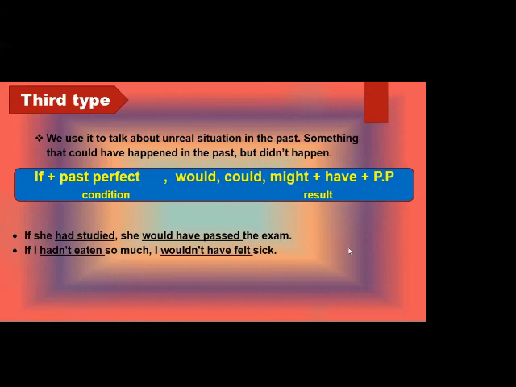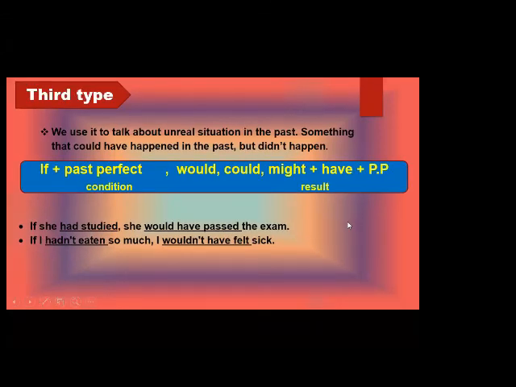Okay. To conclude what I said, okay? So, in the zero type, we are talking about fact and science. Okay, yes, Mona?